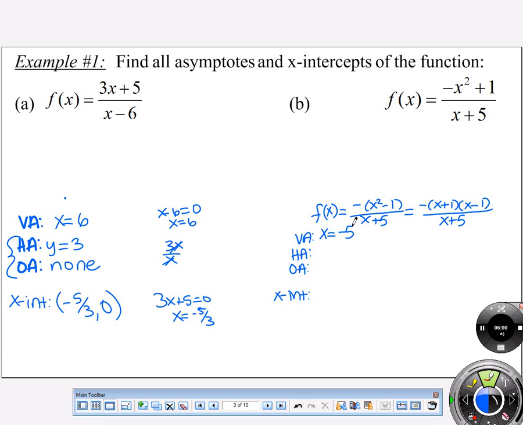Okay? All right. Horizontal asymptote. Is it 0? Is it a specific number? Or is it none? Okay, so I hear a vote for none. Can anybody tell me how that decision was made? Yeah, Stephen?